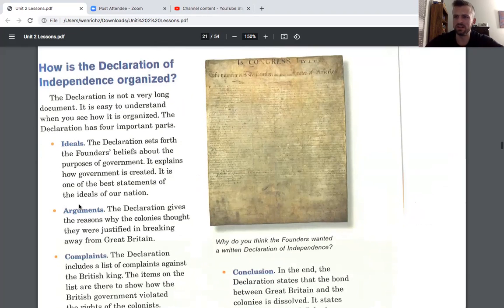This early morning reading is not great. I'm not warmed up. There we go.